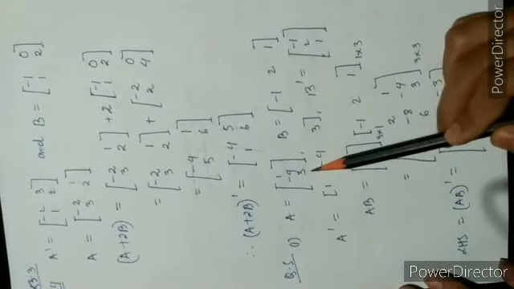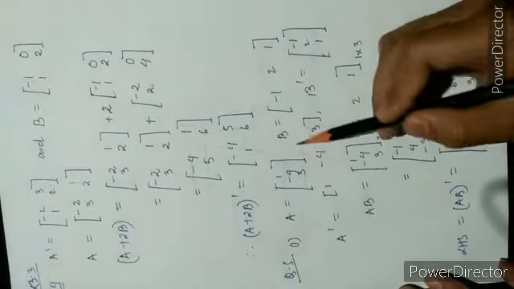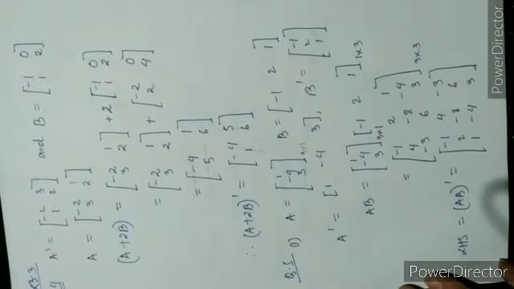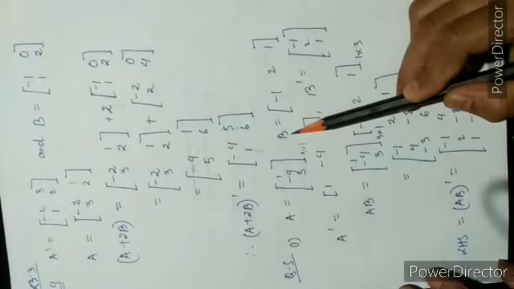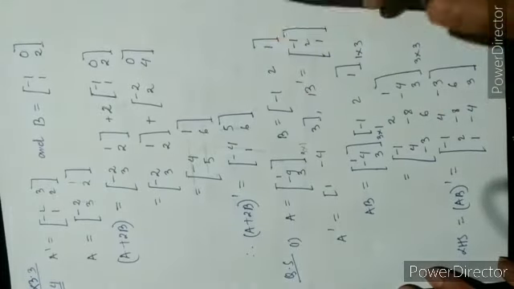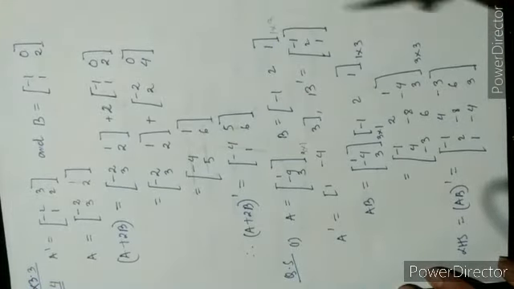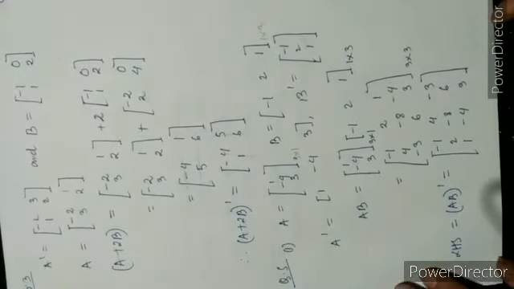Roman number 1, matrix A. Matrix A is a column matrix. Its order is 3 by 1. Then B is a row matrix. Number of rows is equal to 1 and number of columns is equal to 3. Then we have to show that.